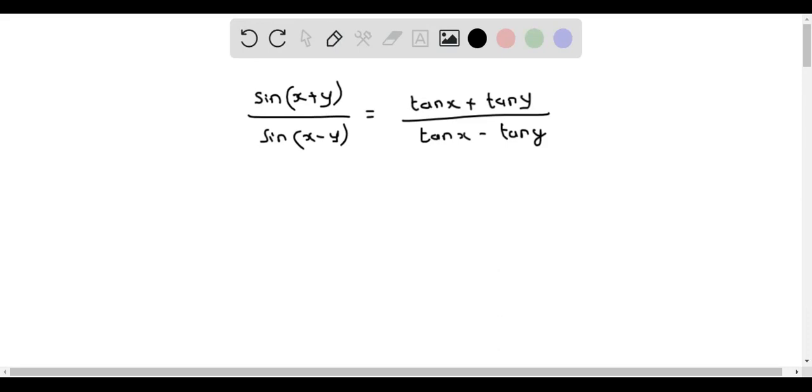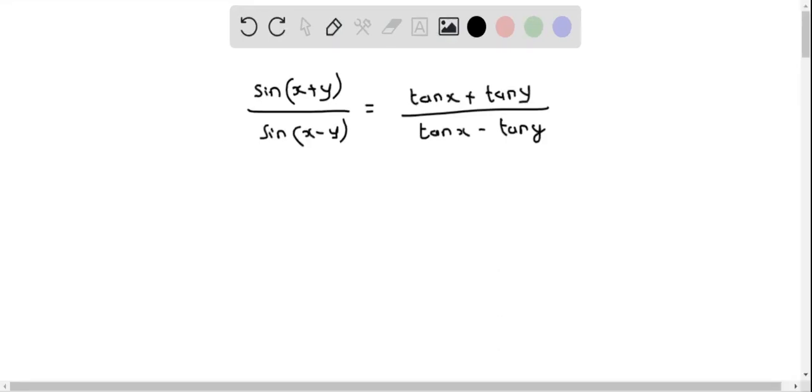We now prove this trigonometric equation as an identity. That is, on the left side, we have sine(x + y) over sine(x − y), and this equals, on the right side, this expression: (tan x + tan y) over (tan x − tan y). So first, let me consider the left side expression.